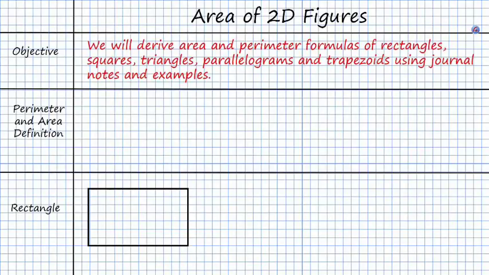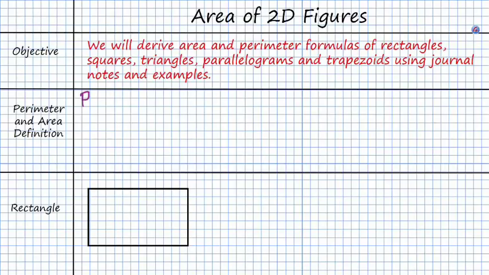Hello students, and welcome to this lesson on the area of 2D figures. Our objective today is we will derive area and perimeter formulas of rectangles, squares, triangles, parallelograms, and trapezoids using our journal notes and examples. First, let's go ahead and define the perimeter and the area.